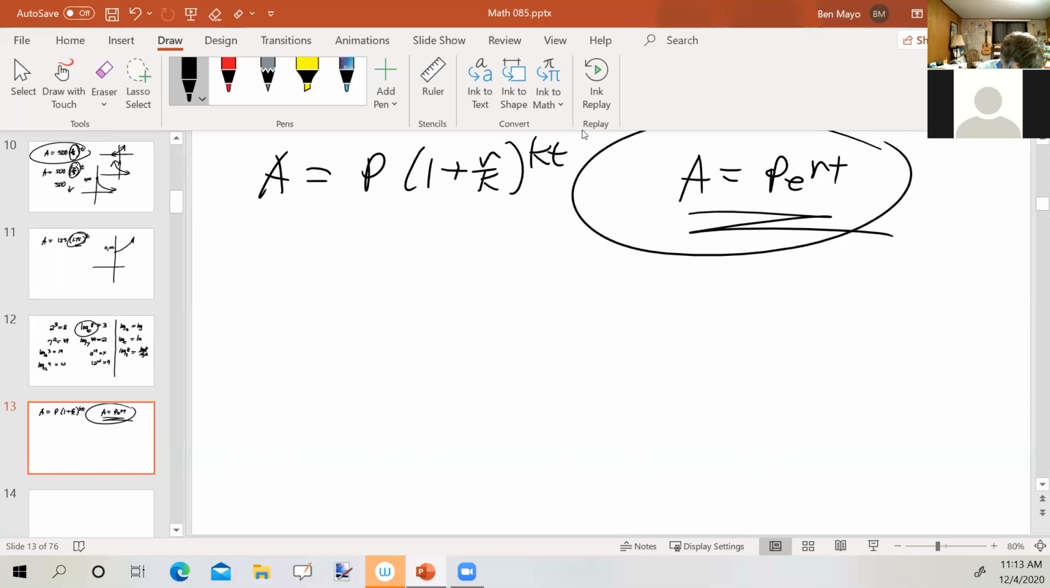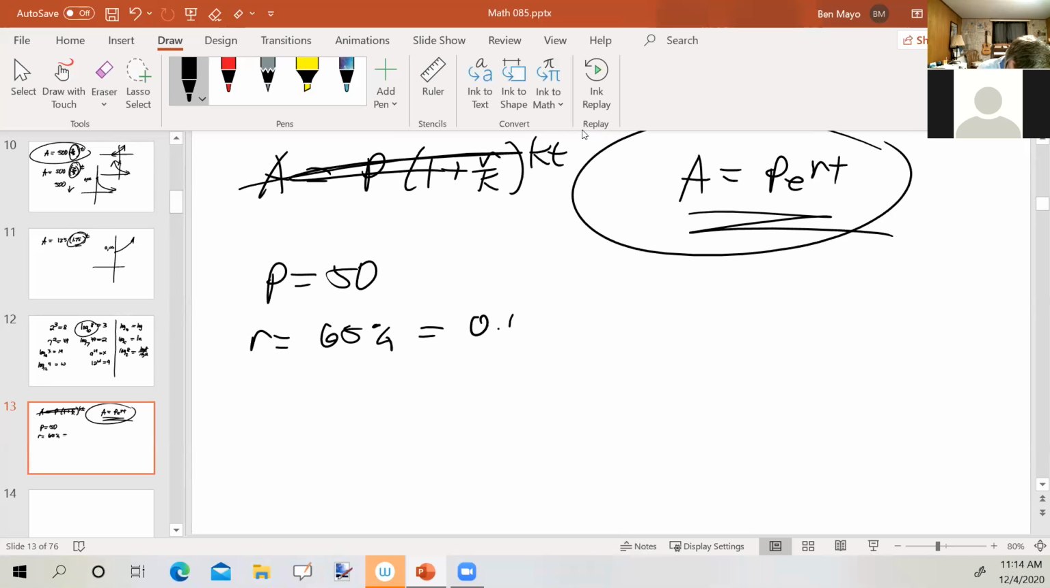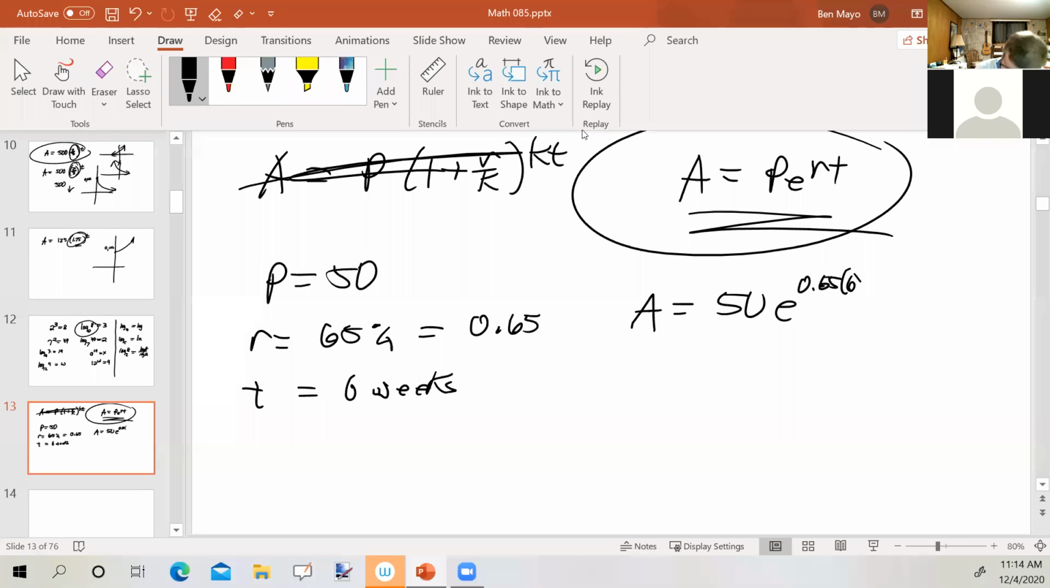It says the colony is growing exponentially at a rate of 65% per week. If the colony currently has 50 bed bugs, how many will there be in 6 weeks? So P is 50. The growth rate is 65% per week, which is 0.65. And the time is 6 weeks. So A equals 50 times e to the 0.65 times 6.